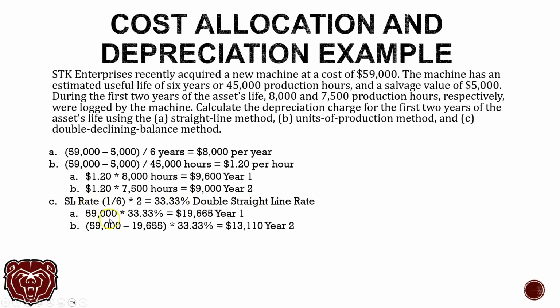Remember, we do not use salvage value in calculating our depreciation expense with double declining balance method. So we're simply going to take the purchase price, $59,000, times that 33.33%. And in year 1, that gives us $19,665. So 2.5 times what we did with straight line depreciation, right? And then for year 2, you're going to take your purchase cost less your accumulated depreciation and multiply it times the 33.33% rate, and you're going to get $13,110 in year 2. You will notice that your depreciation expense decreases every single year with double declining depreciation.